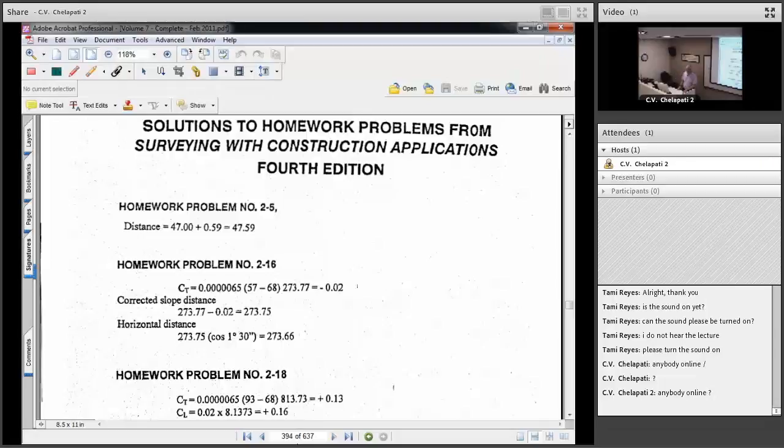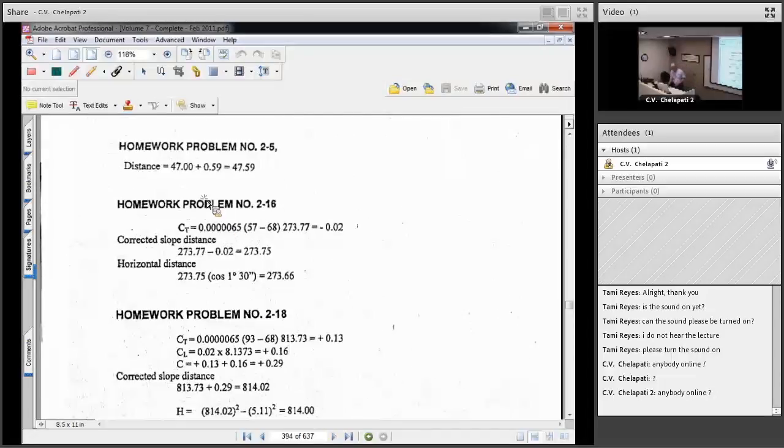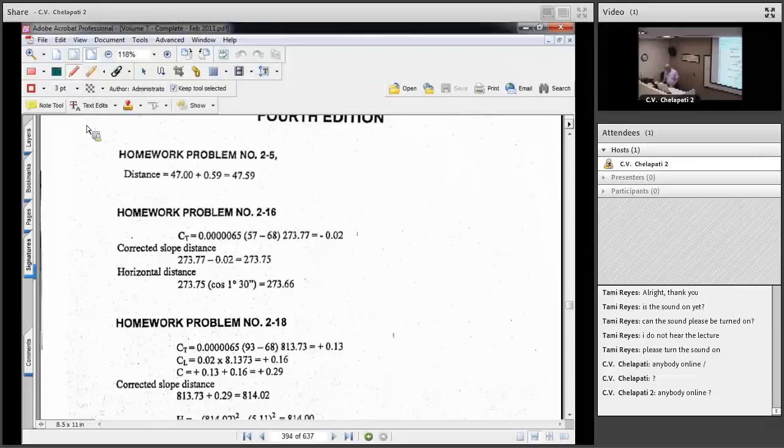Good old Google, right? Okay, the next one is, let's see, what was the next one here? Number 16 from Chapter 2 in the Kavanaugh book. Compute the corrected horizontal distance. Remember I mentioned yesterday, the first thing you want to do is to correct for temperature. And what is this number here again, the 0.5065? What is that number, though? Where does it come from? It's the coefficient of expansion for Invar steel. That's where that number comes from, okay? So let's make a note of that.